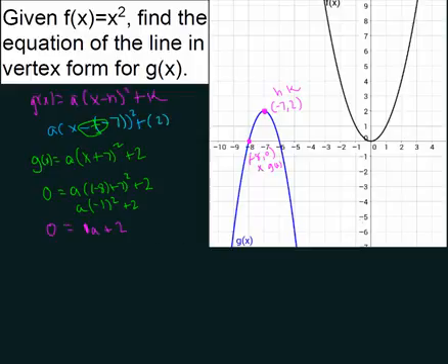Now we're going to subtract 2 from both sides to solve for a. So we get -2 equals 1a. So that means that a is -2. So we plug in -2 now. So we're going to have g of x equals -2 times x plus 7 squared plus 2. And there's our transformation equation for our f of x.